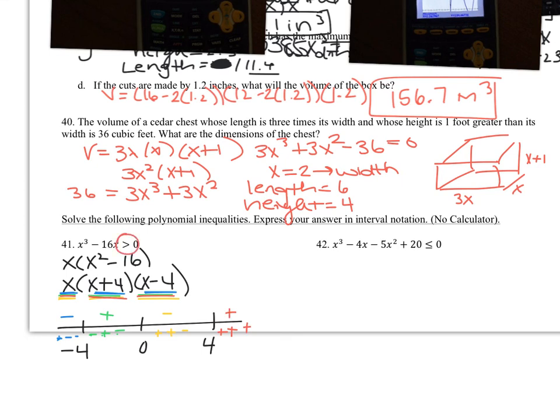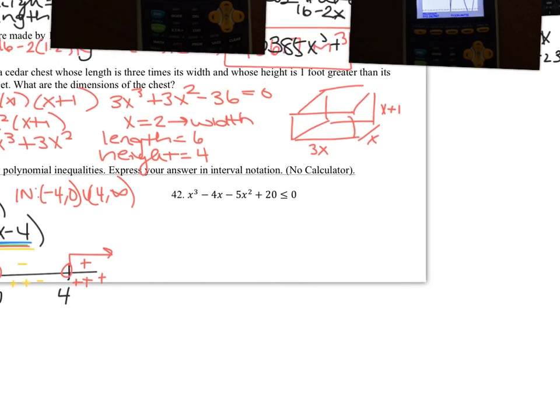I now look at my inequality symbol. My inequality symbol is greater than, so at all of my zeros I have open dots, and wherever there's a positive is where my solution is. So my interval notation is -4 to 0, union with 4 to infinity.